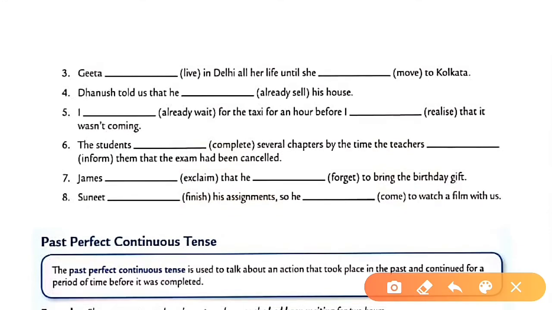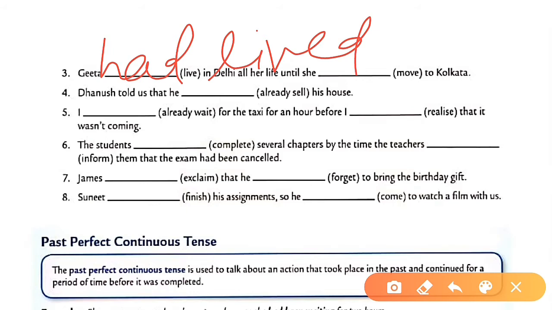Geeta had lived in Delhi all her life until she moved to Calcutta. Okay, Geeta had lived her life until she moved to Calcutta.